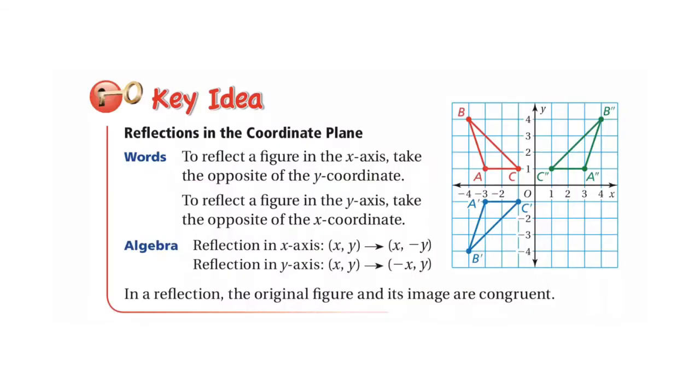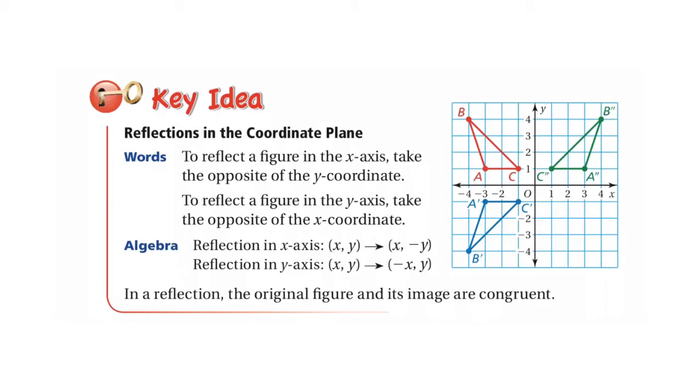The key idea here is reflections in the coordinate plane. So to reflect a figure in the x-axis, take the opposite of the y-coordinate. The x-coordinate stays the same. Remember, when you're reflecting in the x-axis, it's going either up or down over the x-axis. To reflect a figure in the y-axis, take the opposite of the x-coordinate, and the y-coordinate will stay the same.